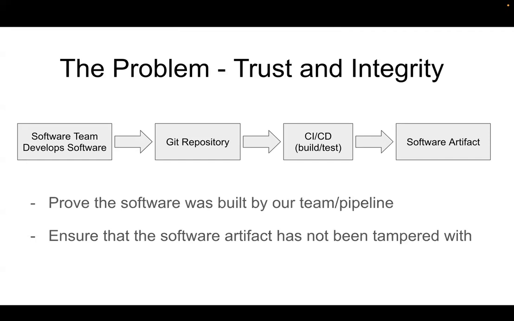Because as we work, we don't work in the same room sometimes. We work in different places. We distribute to people all over the internet. This is really about how we show people in the institute and outside that the code we produce is actually built by ourselves, our team, in our pipelines, and also making sure that our software hasn't been tampered with.